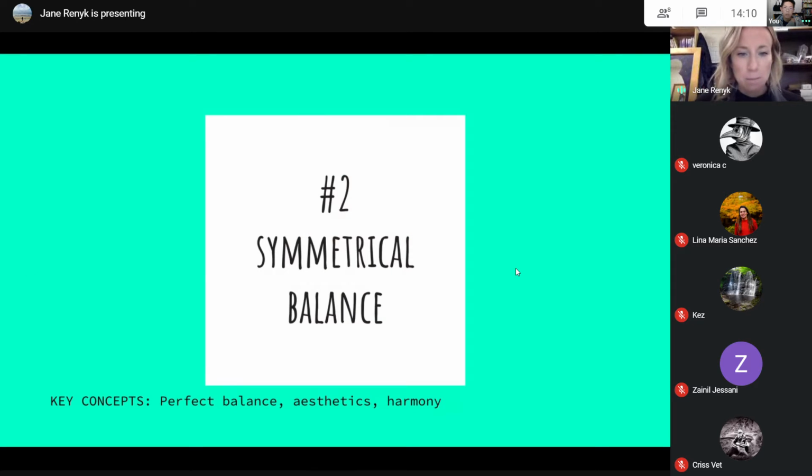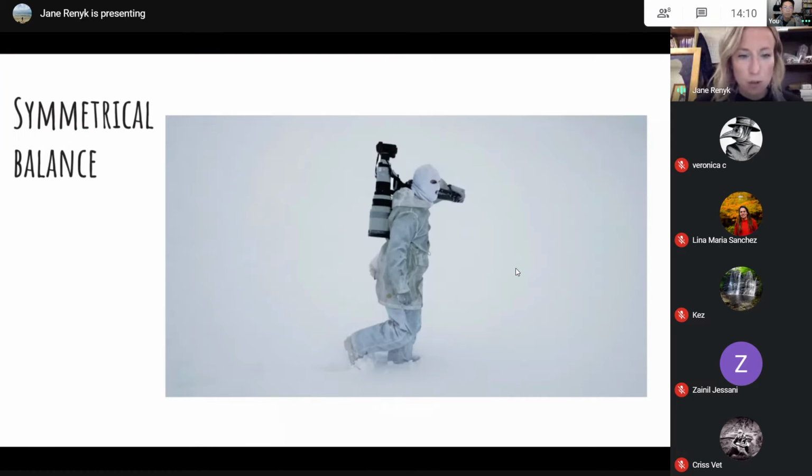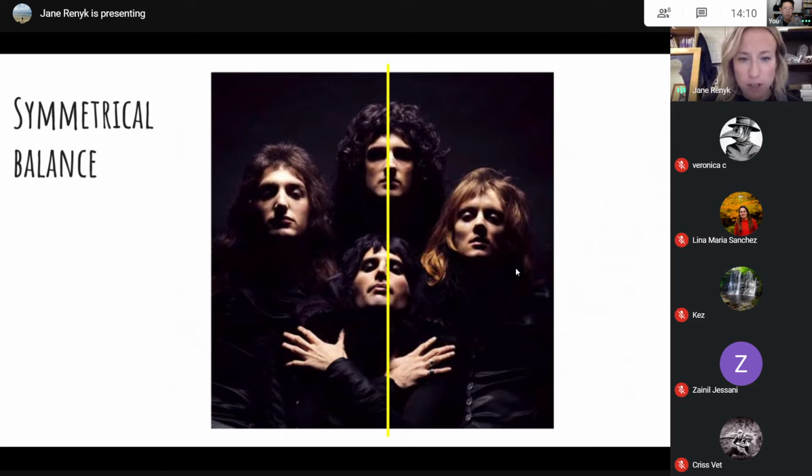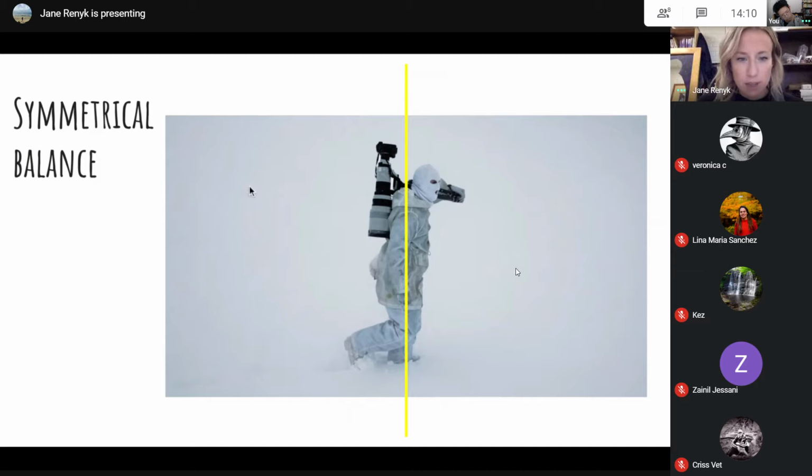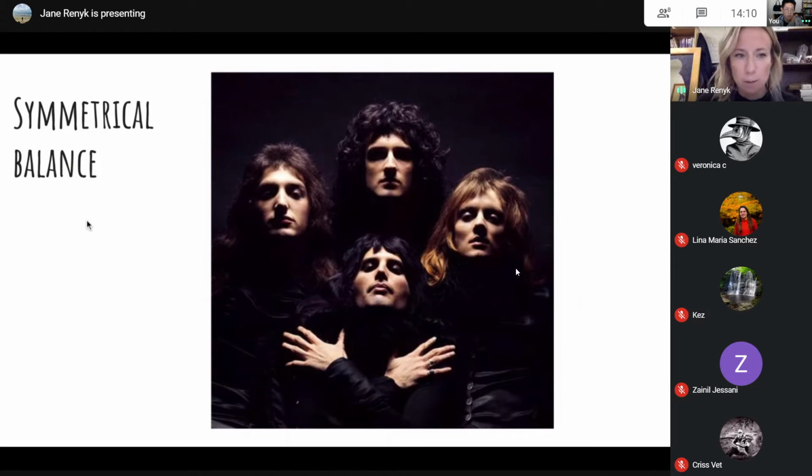Then we go into symmetrical balance. This is Paul Nicken, he's a Canadian photographer. So symmetrical balance is just keeping it balanced on either side of the frame. This is Mick Rogers, this is a famous album cover. This can also be described as radial balance. So what you're really looking for is perfect symmetry here. Equal information on either side of the picture.